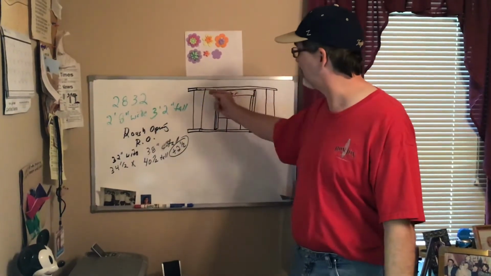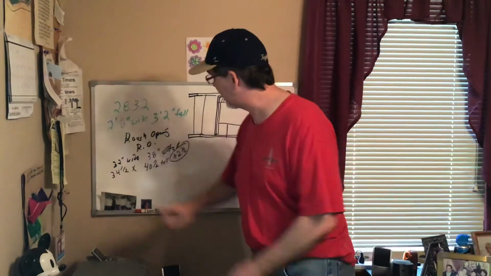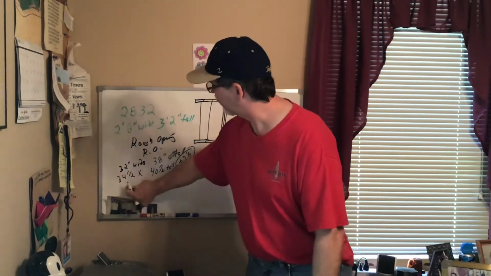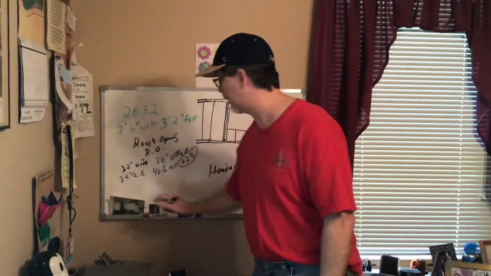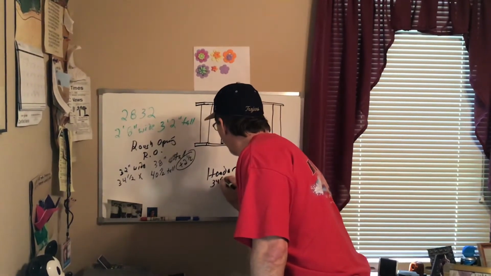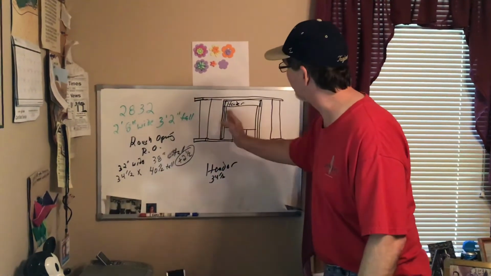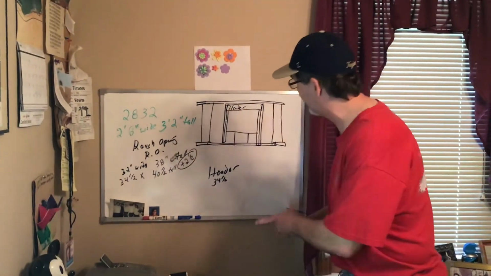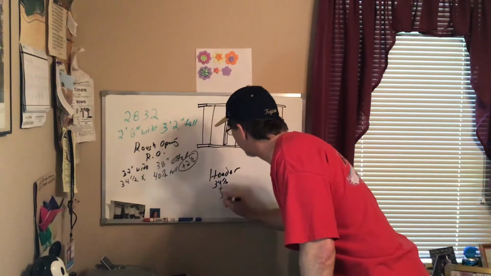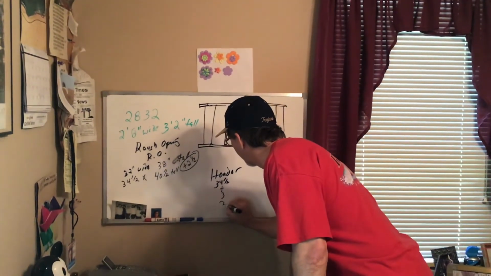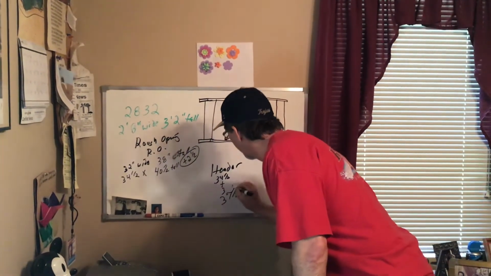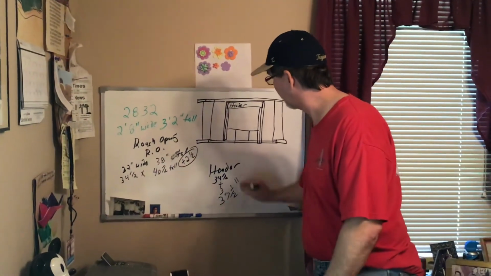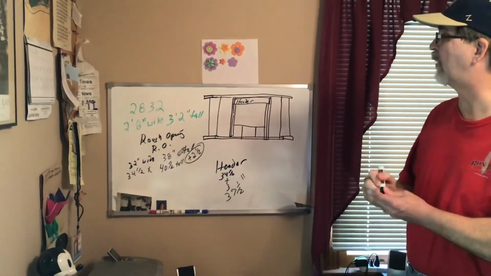A header is only the width. So we're going to come down here to find the header, and find the width. Our rough opening width is 34.5. That means this hole is 34.5, and we have to make that header long enough to have a trimmer stud on each side. So we will add 3 inches. So that header is 37.5 inches long.